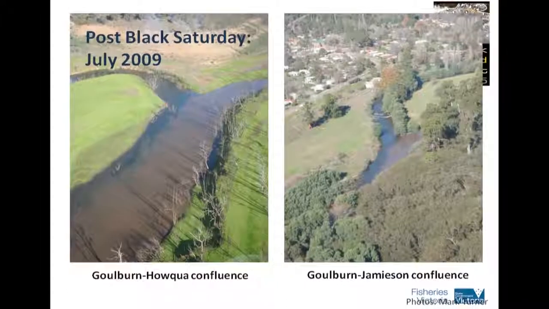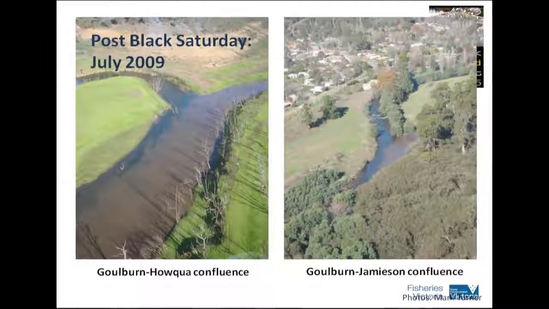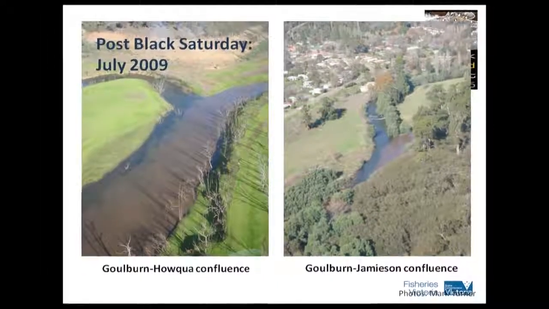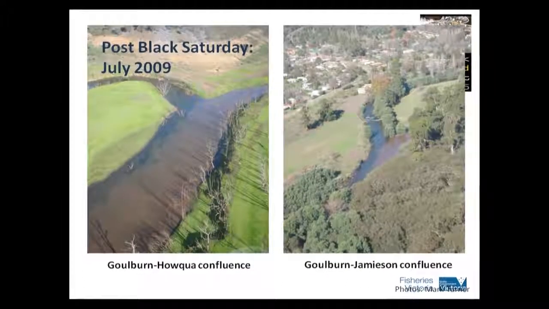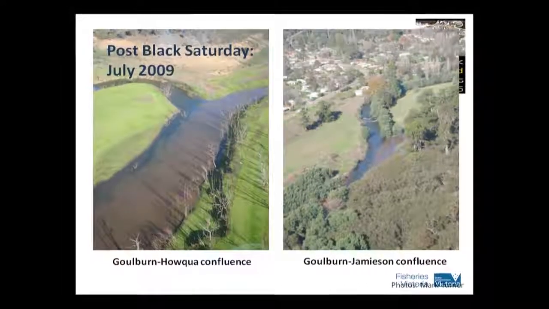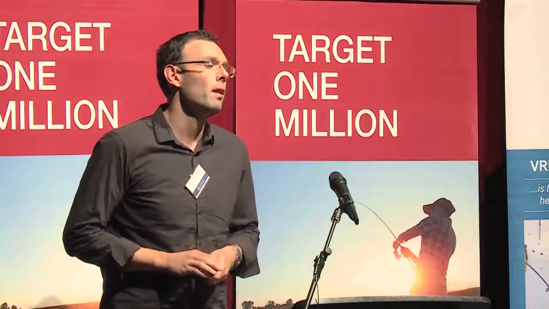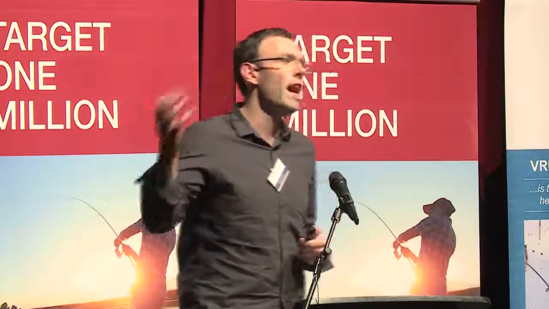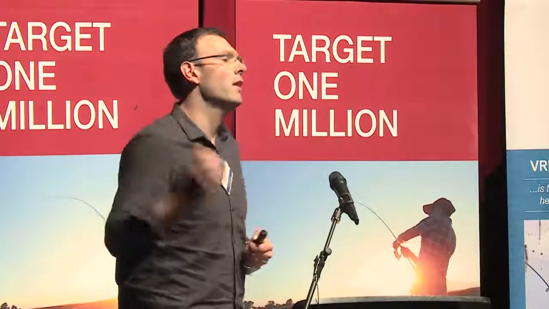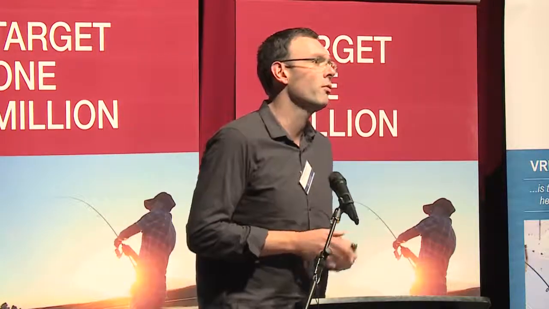Fire not only affects the shading on a stream, it also has these more perverse downstream effects. So whilst the Black Saturday bushfires in 2009 didn't burn this area directly, they did burn up around Woods Point. And as we saw from Dan's talk earlier on today, where you've got a burnt catchment and you get big rainfall events, you get these sediment slugs and ash coming into the system very quickly.